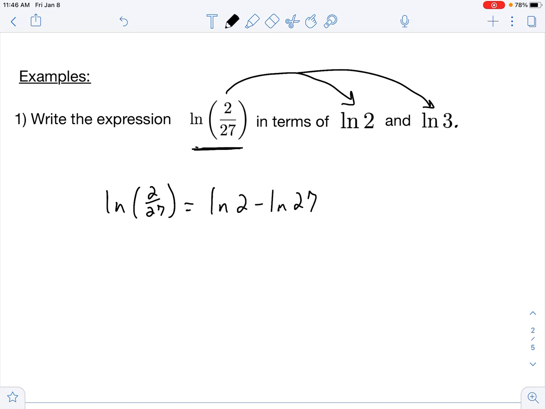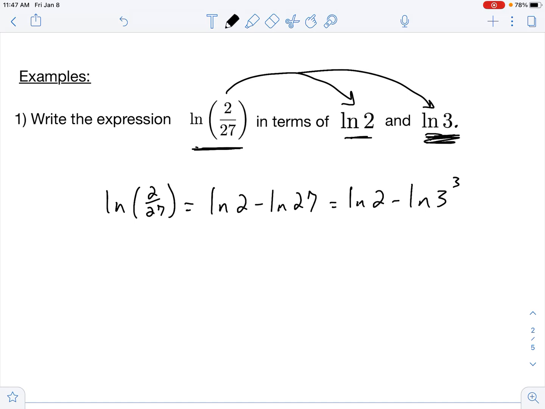When you divide, we subtract. Well, we still don't have just ln of 2 and ln of 3. We have the ln of 2 here, but now we have 27. Well, what can we do with this 27 in terms of getting it to be a 3? Well, can I say that 27 is 3 to the third? Ln of 27 is ln of 3 to the third.